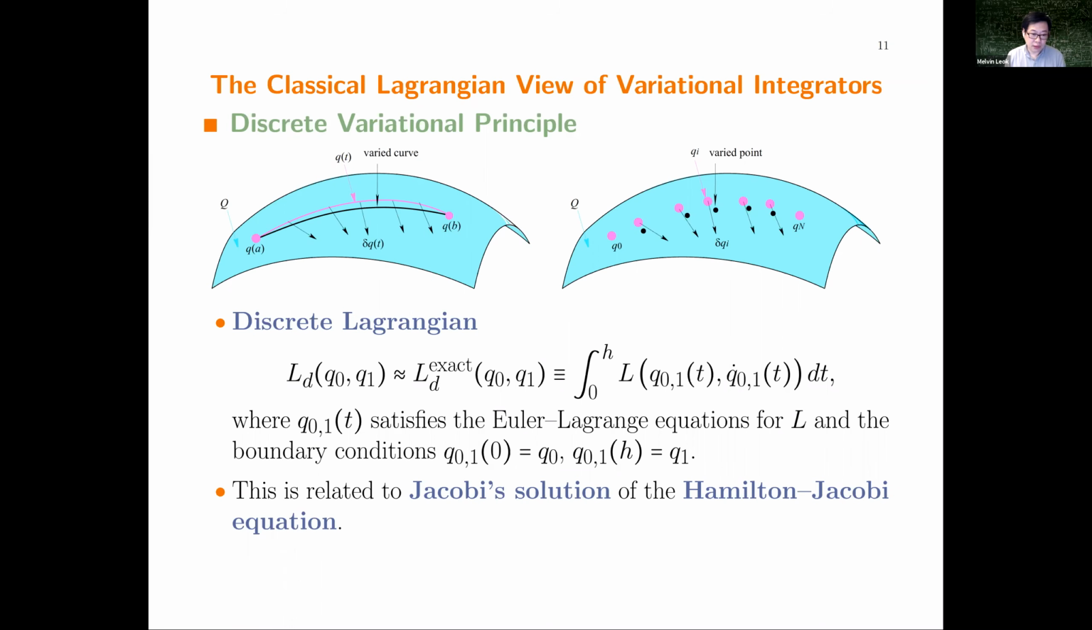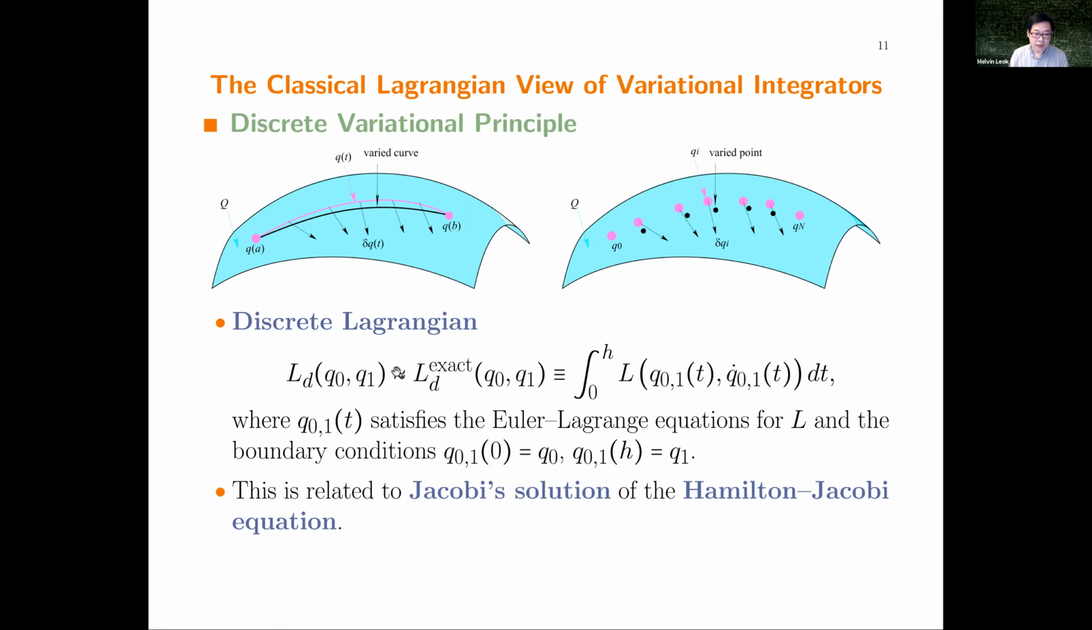Okay. This is related in a relatively straightforward way to Jacobi's solution of the Hamilton-Jacobi equation. So this gives you a generating function for the exact time h flow of the Euler-Lagrange equations. The problem, of course, is that it's sort of a chicken and egg problem, right? In order to actually compute what I call the exact discrete Lagrangian, you have to be able to solve the Euler-Lagrange boundary value problem. And if you can solve the Euler-Lagrange boundary value problem, you should just stop there. You're done, right? There's really no need to do anything else.